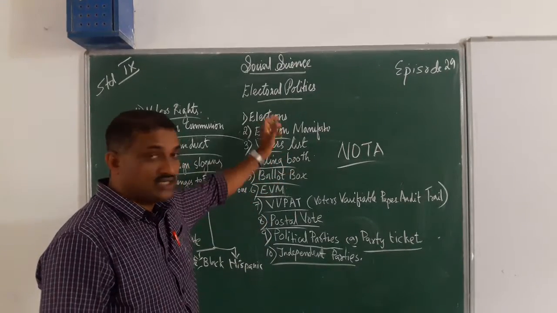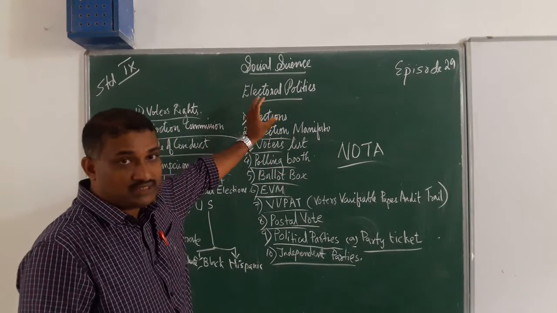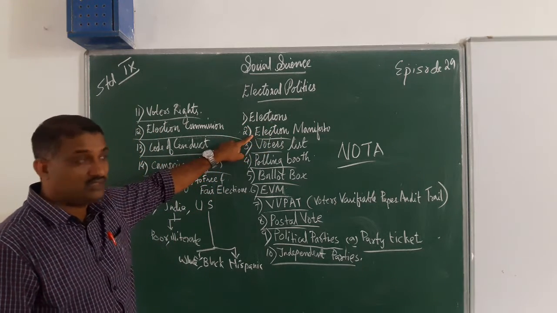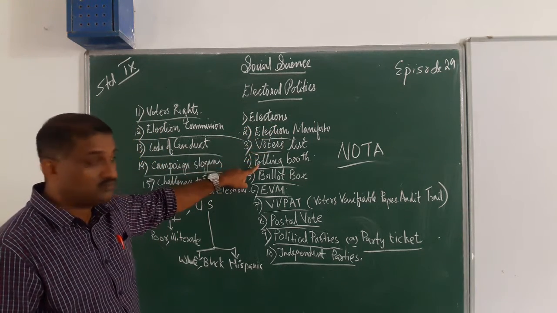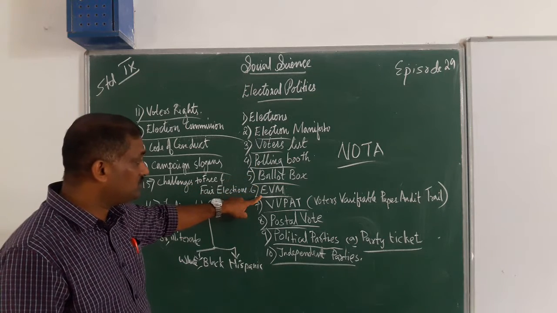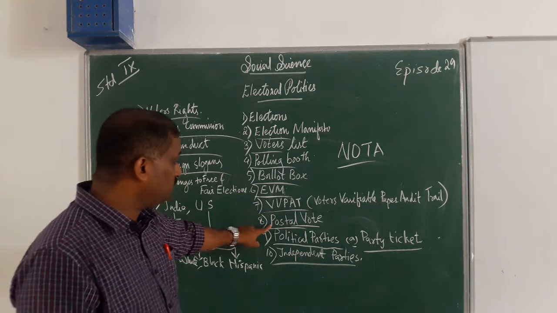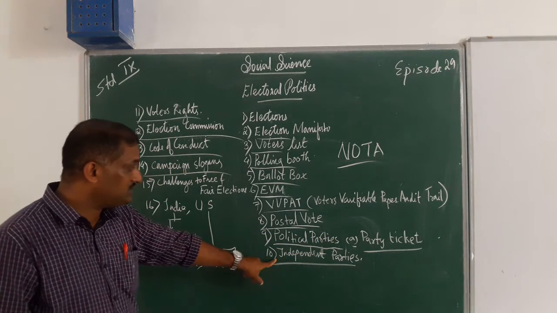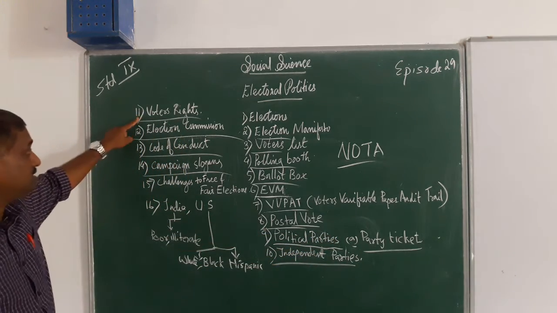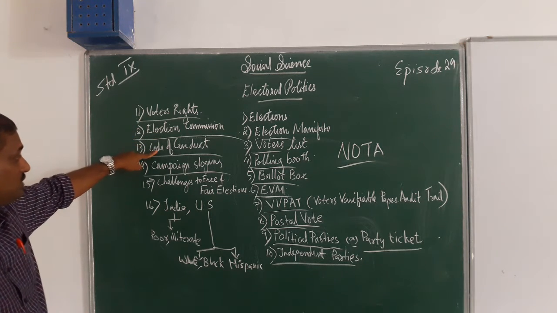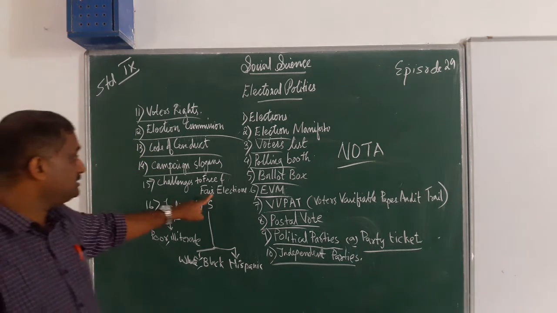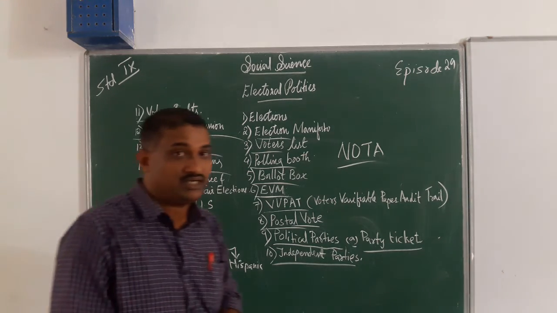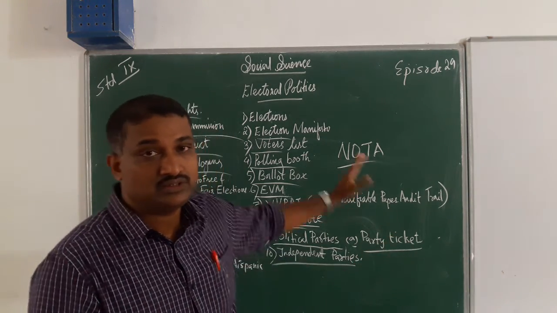And dear children, let me conclude this topic, electoral politics. I hope that you understand about elections, the importance of election manifesto and voter list in polling booth, the importance of ballot box and electronic voting machine, postal vote, political parties, party ticket, independent candidates, voter rights, election commission, code of conduct, campaign slogans, challenges to free and fair elections, then India and USA, how the election is held. I hope that you understood. Thank you very much.